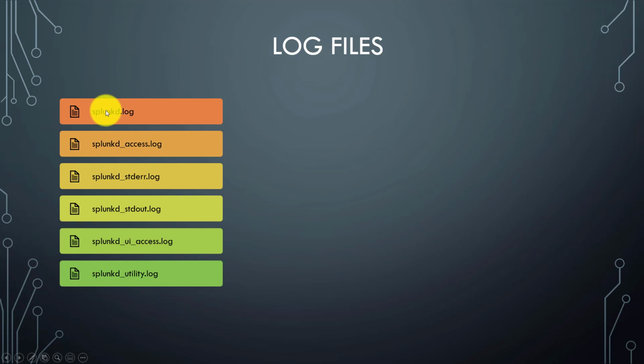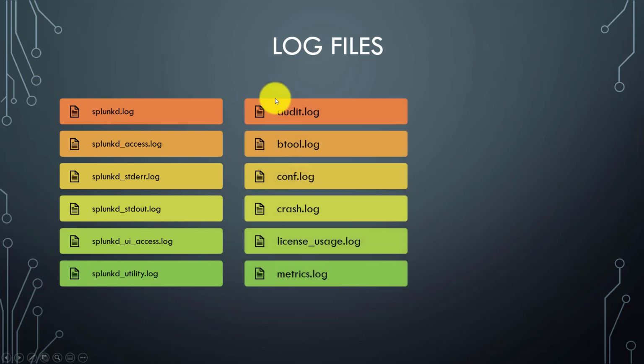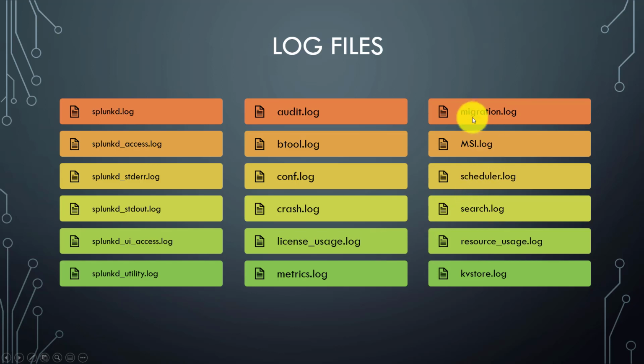Now apart from these logs, there are audit logs, btool logs, configuration logs, crash logs, license usage logs, metrics logs, and even migration logs. This is a very important log: if you upgrade Splunk or do some migration, this log is generated specifically, and you can check it for any issues related to the migration. For Windows specific logs, this log is generated, msi.log.